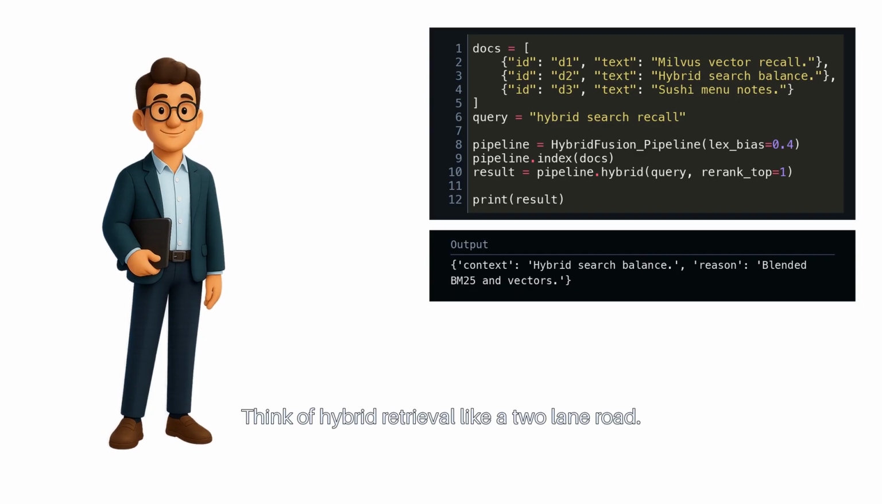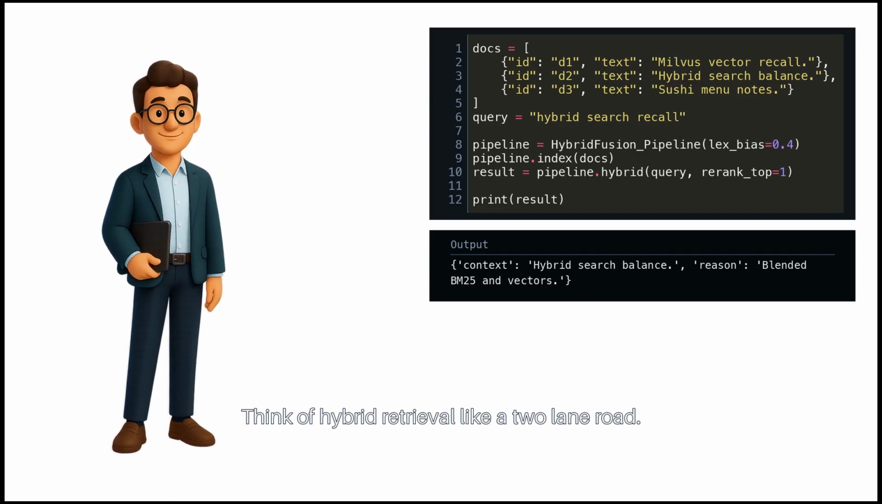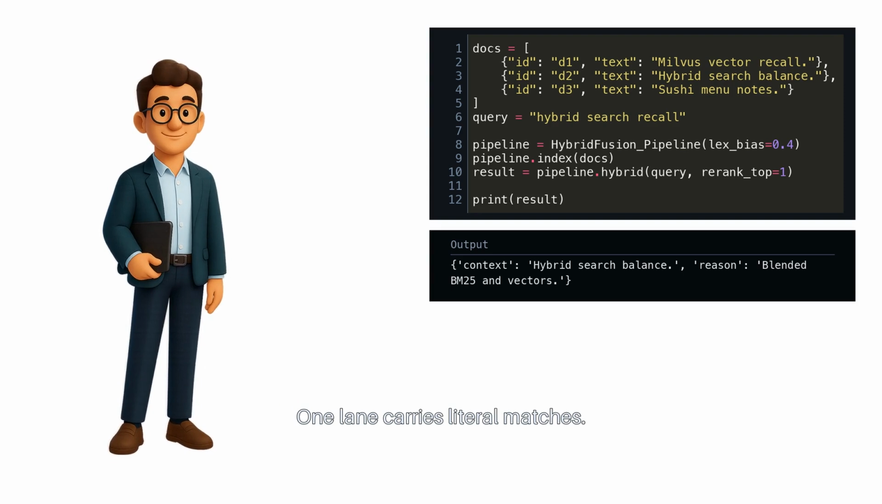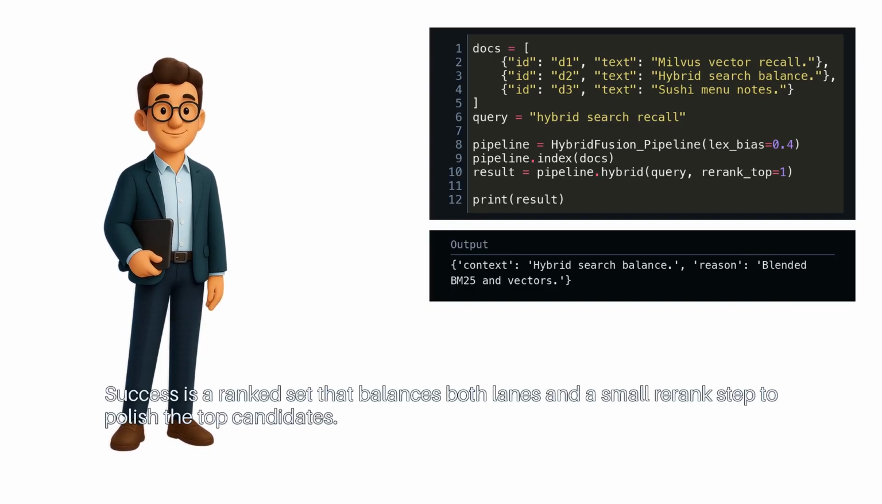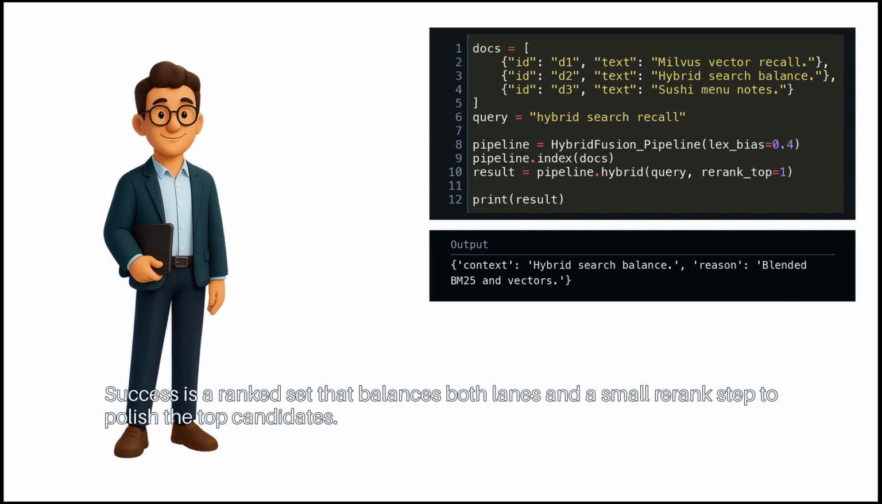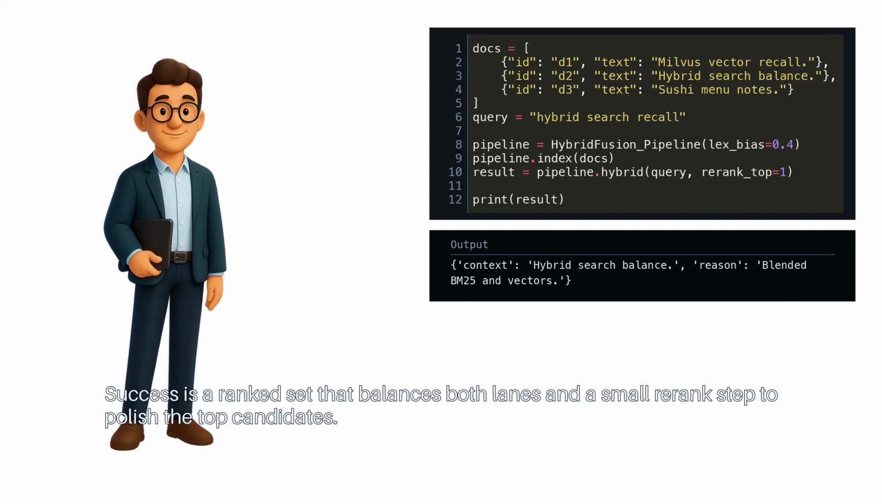Think of hybrid retrieval like a two-lane road. One lane carries literal matches. The other carries semantic matches. Success is a ranked set that balances both lanes, and a small re-rank step to polish the top candidates.